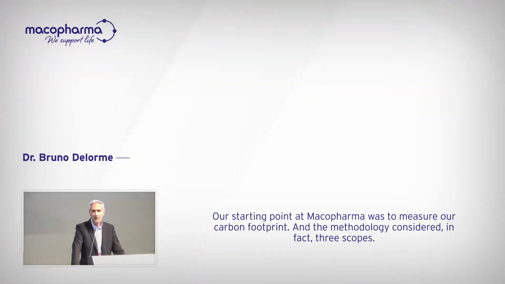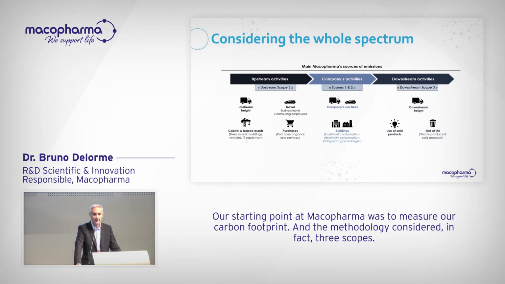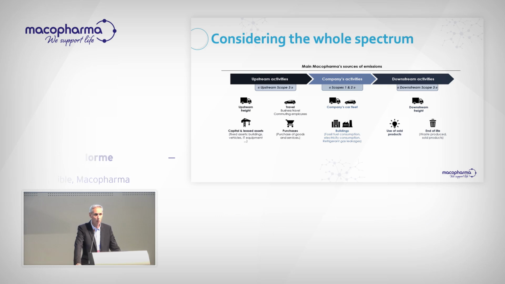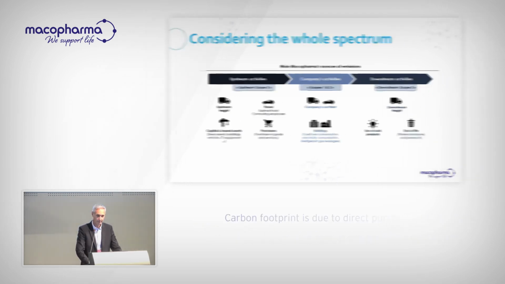And our starting point at Macopharma was to measure our carbon footprint. And the methodology considers, in fact, 3 scopes: Scope 1, 2, and scope 3, including not only the company's activities, but also its upstream and downstream activities. And this is why 3 of us are presenting this today.